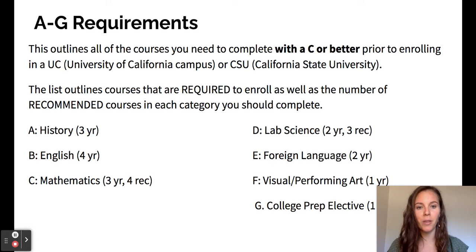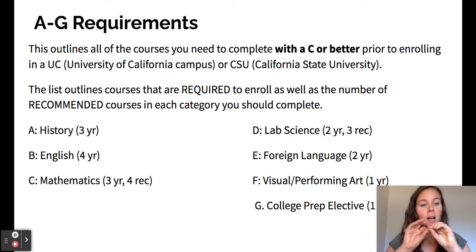So we're going to go through these, and then I'm going to show you what I think you should be doing with them if you're currently in high school as a junior or a senior. So the first thing that I want you to know is that the A to G requirements are more rigorous than your high school graduation requirements. That means you need to complete your high school graduation requirements as well as A to G requirements.